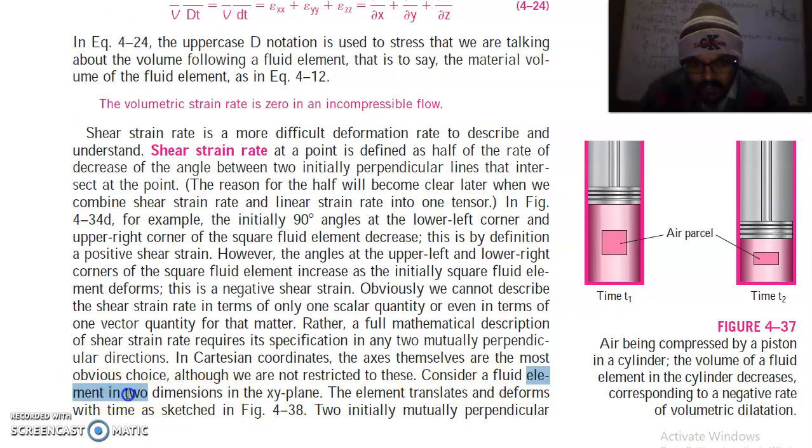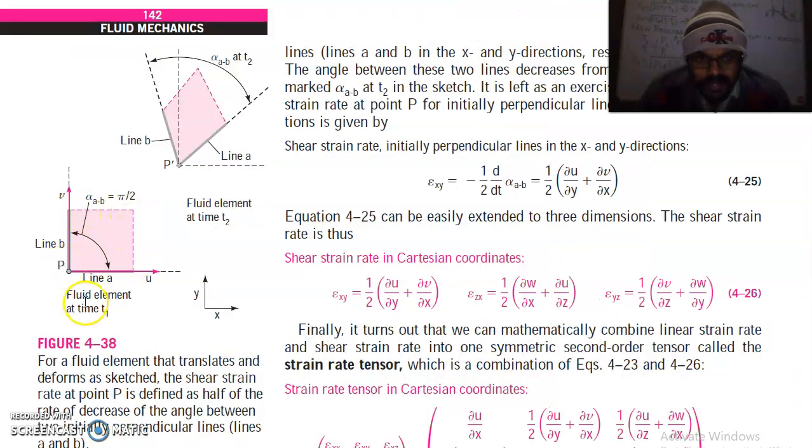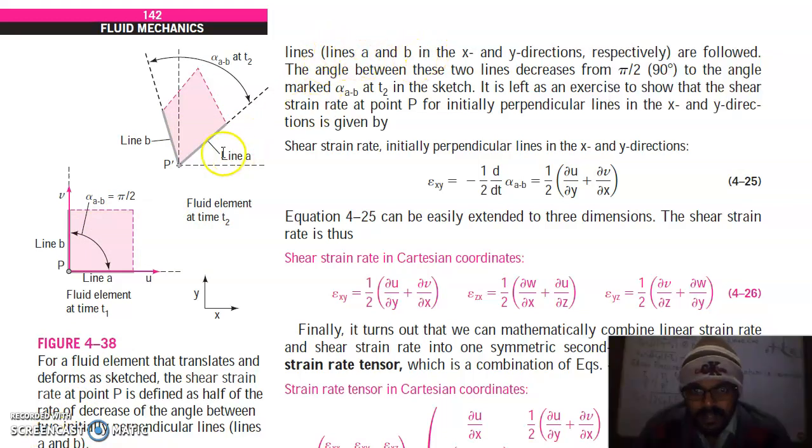Consider a fluid element in the two-dimensional xy plane. The element translates and deforms with time as sketched. So this is your fluid element at time t1. After deformation, this is your fluid element at time t2. So lines A and B in the x and y direction respectively are followed. The angle between these two lines decreases from 90 degrees to an angle marked as alpha AB. So this here is 90 degrees. This is the angle which is shown after the decrease.